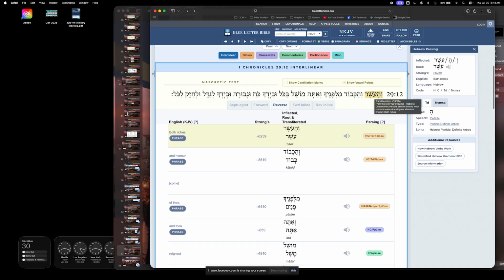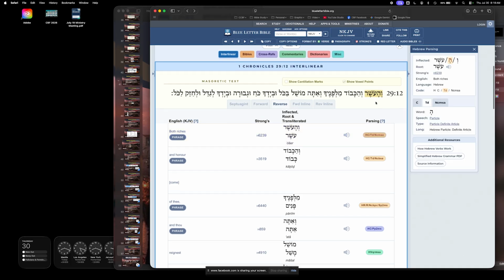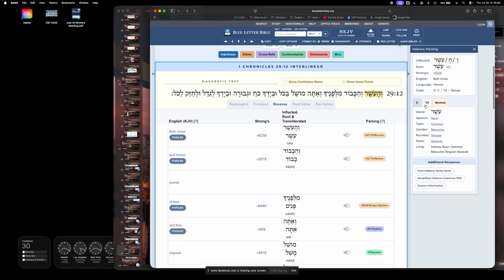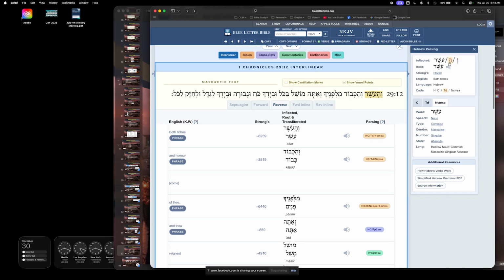Click on our parsing, or click on our Hebrew word up on top. Either one will open up the parsing window for you. Notice a little pop-up window comes up here on my right. It says Hebrew parsing. It gives me a couple of things. You have 3 tabs, because although the word there, osher, is there, you have va, ha, osher.